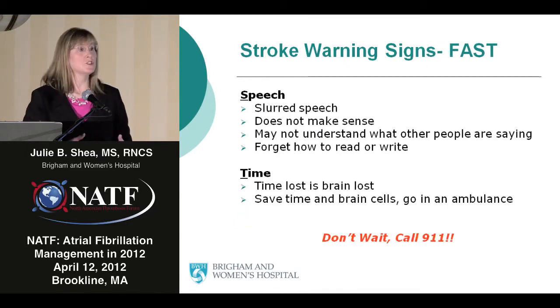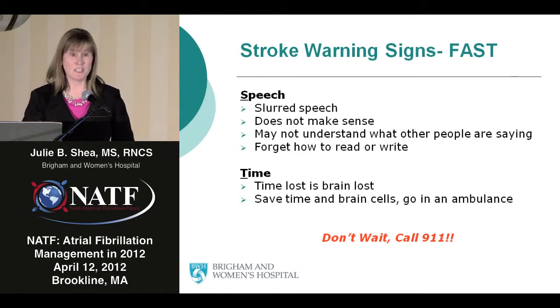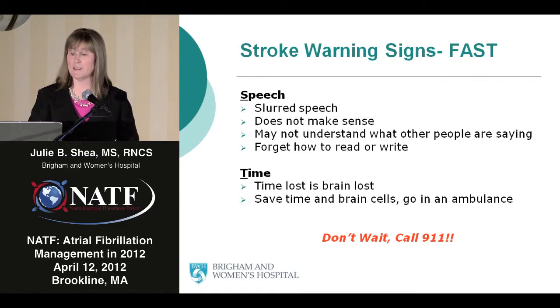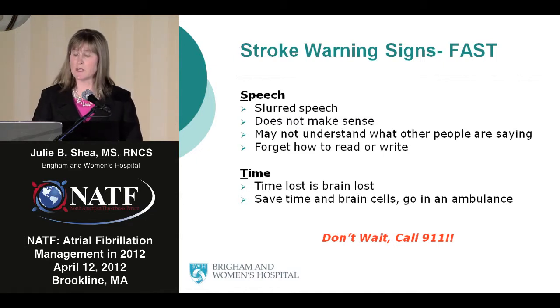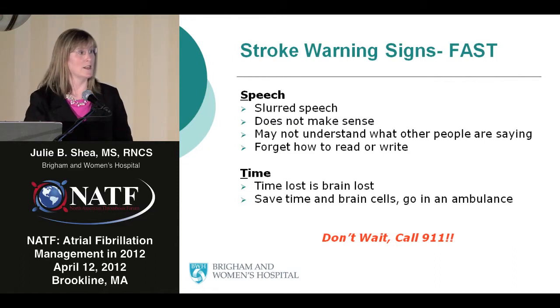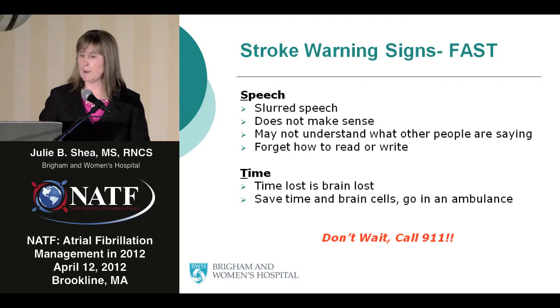The S refers to speech. So the patient may actually have trouble speaking, may have trouble understanding speech, may not make any sense. They are up there thinking they're having a salient conversation with you and they're talking ragtime. You have no idea, or they have no idea that they're not making any sense. And lastly is time, okay? It's critical to get these patients to definitive therapy as quickly as possible. So time lost is brain loss. This is an emergency condition, so don't wait to call 911.